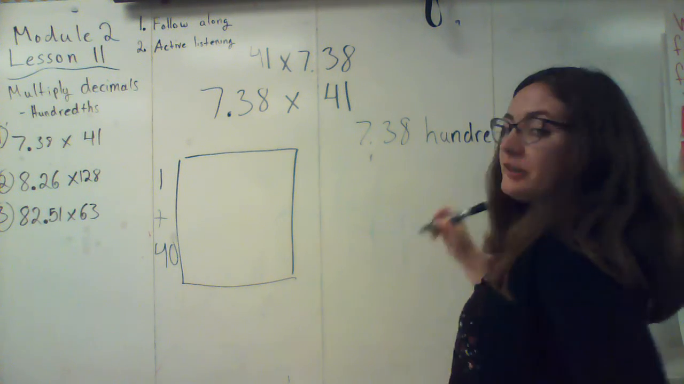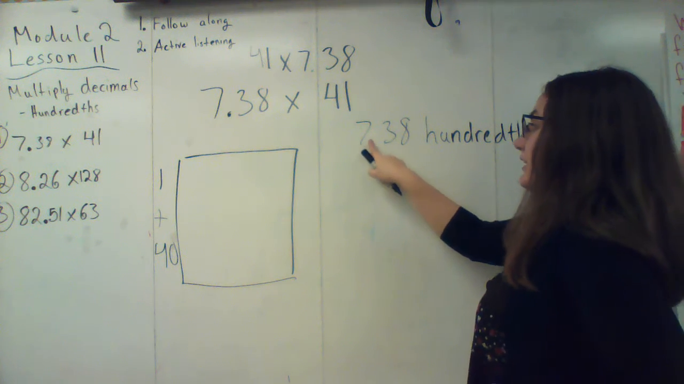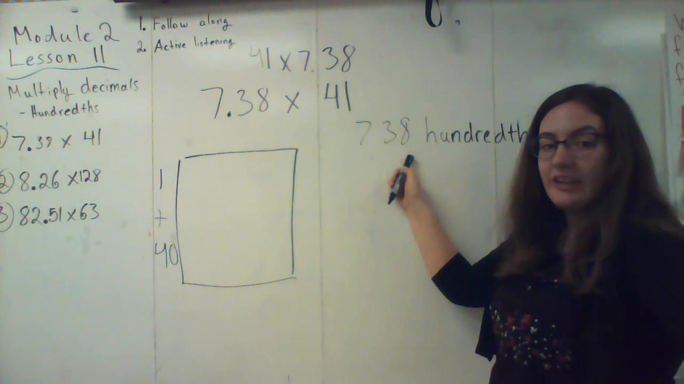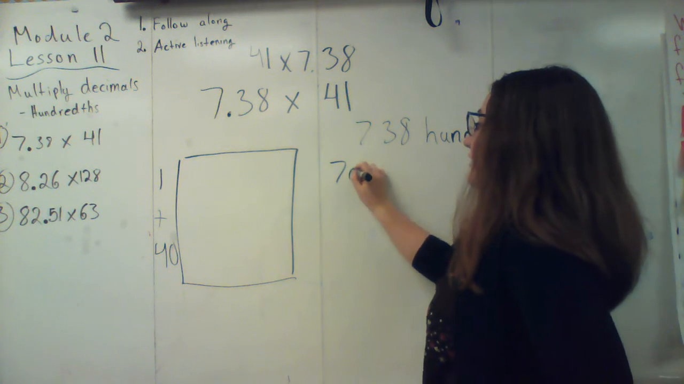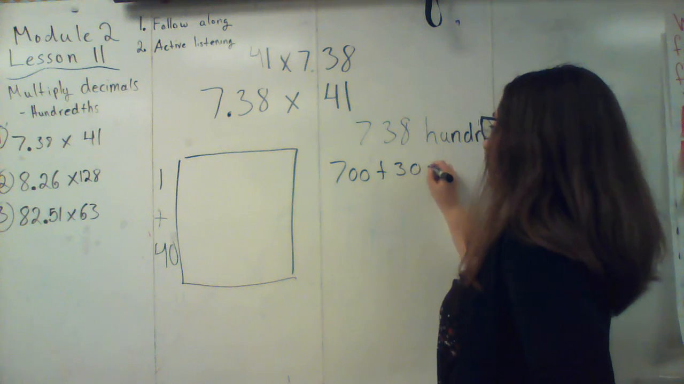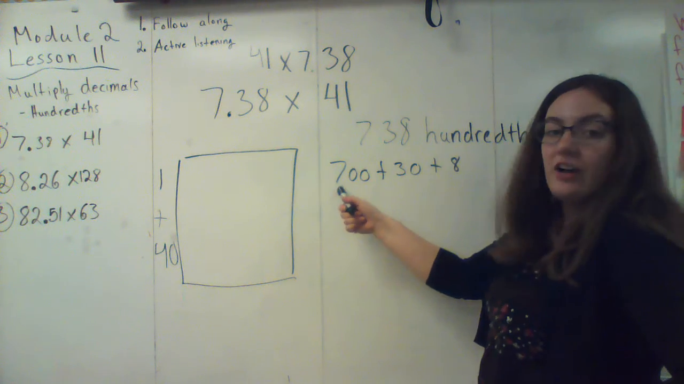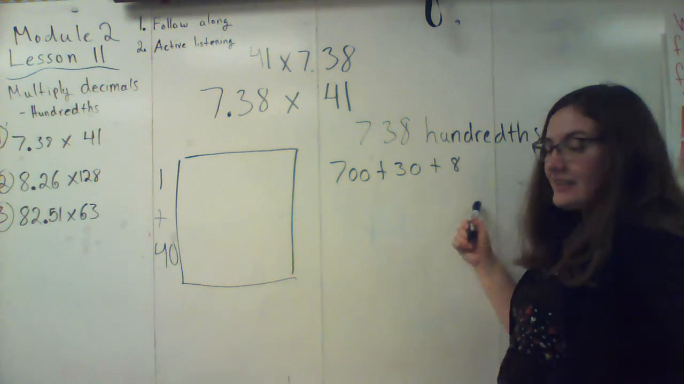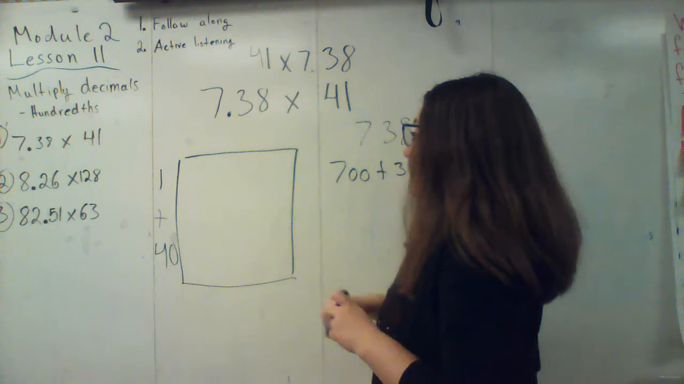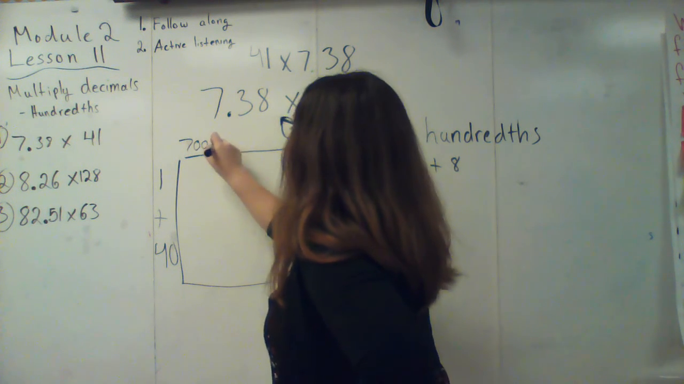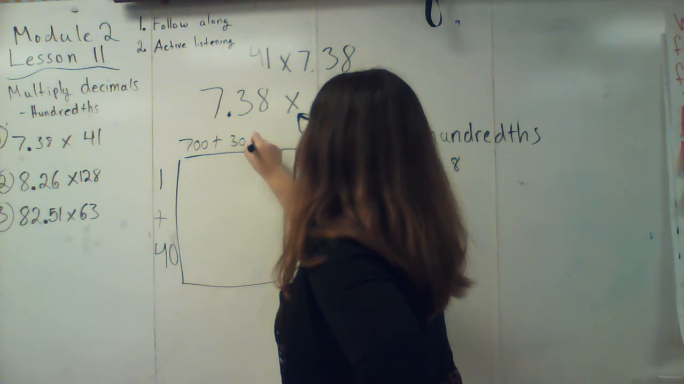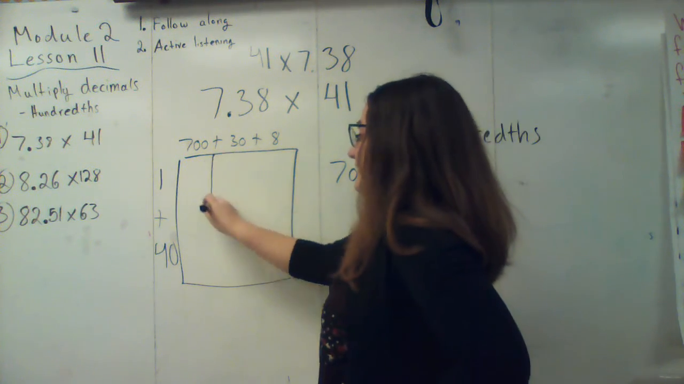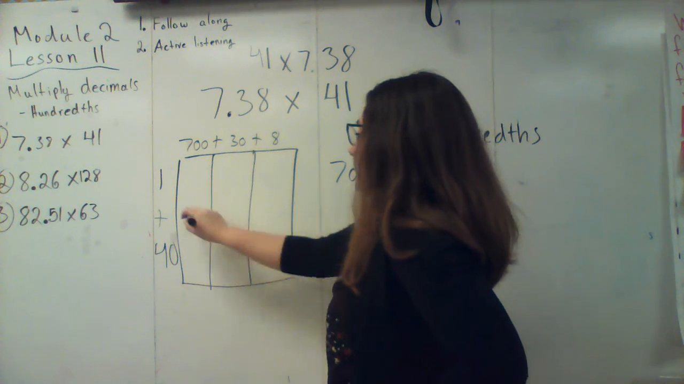And now, if you remember from yesterday, I need to take this number without the decimal, and I need to write that in expanded form. So 738 needs to be written as 700 plus 30 plus 8, because I have 7 hundreds, 3 tens, and 8 ones. I'm going to take this and put it at the top of my area model. So I have 700 plus 30 plus 8. Now, wherever I see a plus sign, I have to make sure I draw my lines. So we'll go ahead and do that.